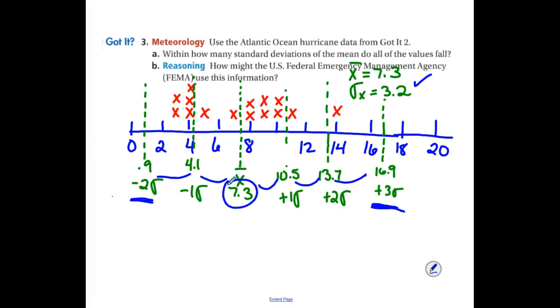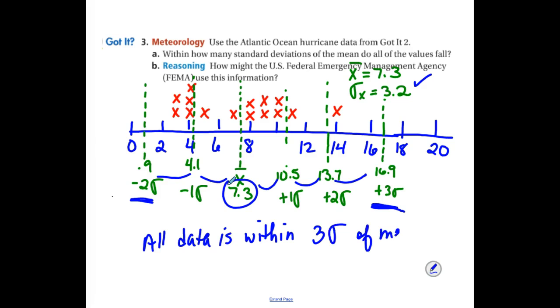We would still go to that biggest number. So I can't say my data is within 2 standard deviations because on the right-hand side, there's still that one value at 14 that I have to get past. Does that make sense? So I'm going to have to say all of my data lands within 3 standard deviations. You have to go with the farthest one. Okay? All right, any questions on that?